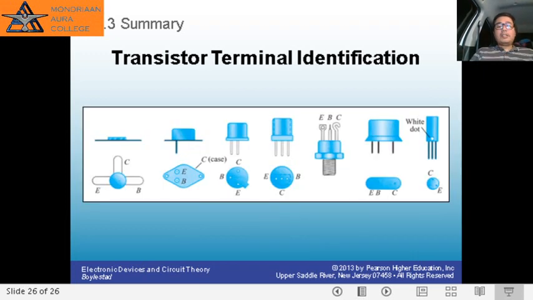So these are the different transistor packaging. So anyway, ma-encounter nyo to kapag nagde-design na kayo ng mga actual circuits and kapag nag-perform tayo ng experiments natin.